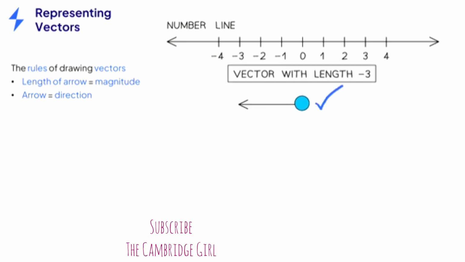Now we have a vector of magnitude 3 in the negative direction. With an incorrect example below, this is also in the negative direction, but with a magnitude of 1 and not 3. Always draw vectors with a ruler.